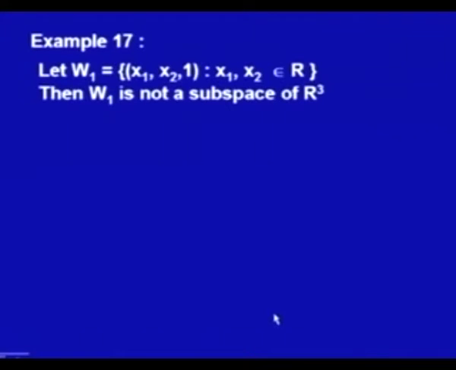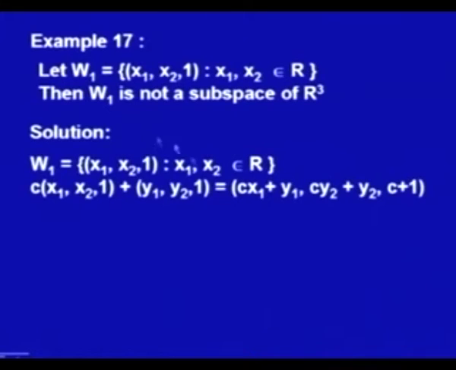That is it. Now, the next example, I consider again another subset of R cube. Here W1 is equal to (x1, x2, 1) such that x1, x2 belong to R. So, instead of 0 now I am having 1 here, but one can see that W1 is not a subspace of R cube with respect to the usual operations in R cube. So, let us consider W1 as being given here.